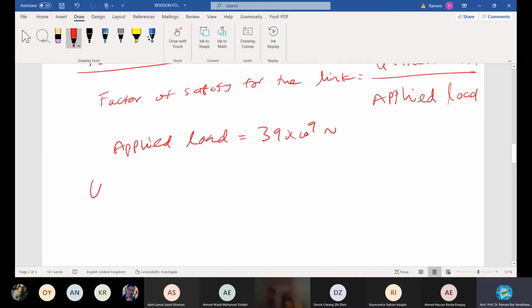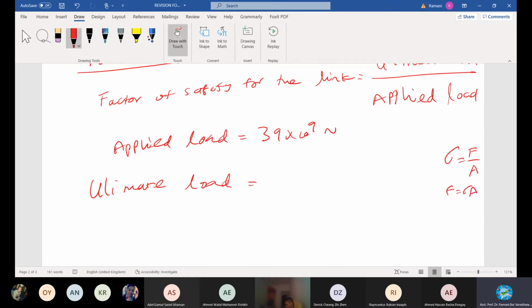Now to find the ultimate load, you are given the ultimate stress, right? Ultimate stress into, I need some space, because stress is equal to force over unit area, isn't it? Now you are given the stress, you can find the force. Load is equal to stress into area. That is what I'm doing here.